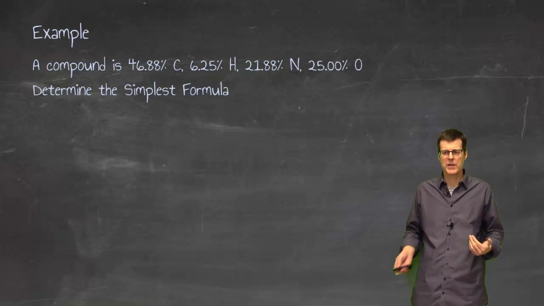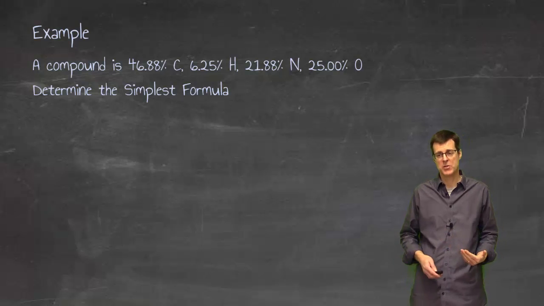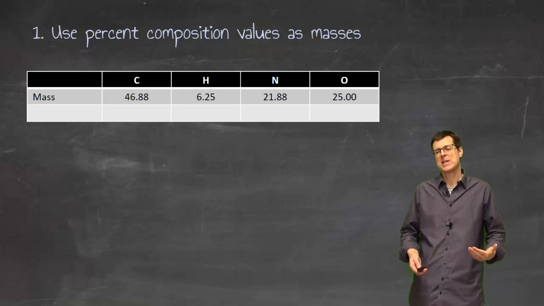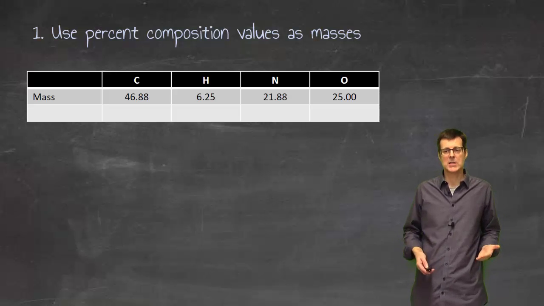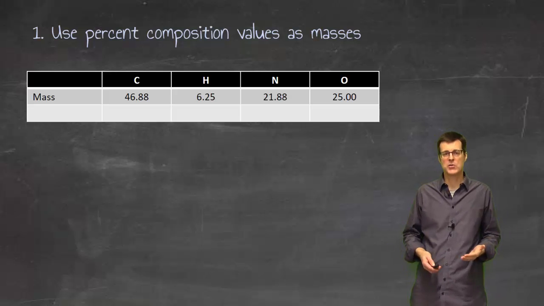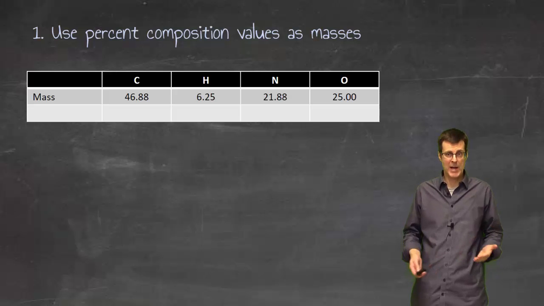So let's take an example. You have a compound that has this percentage composition by mass. I like to set it up as a table so that things are nice and neat, but we're going to use the percent composition values as masses.